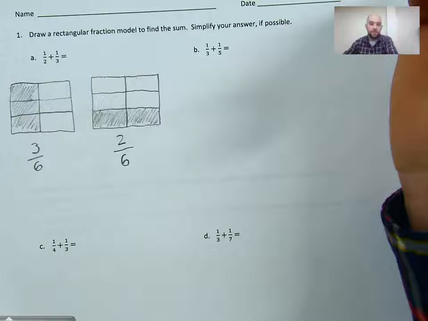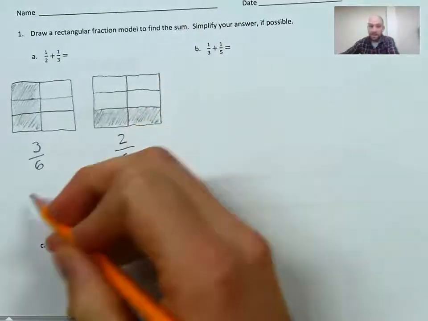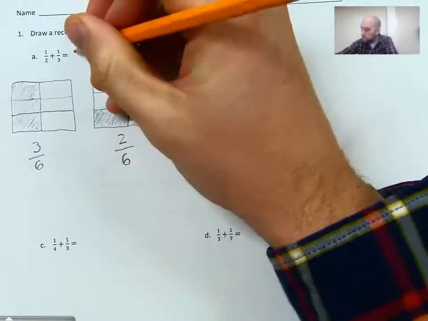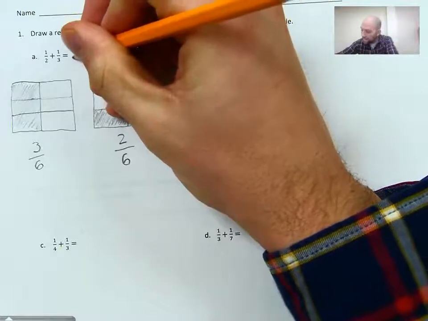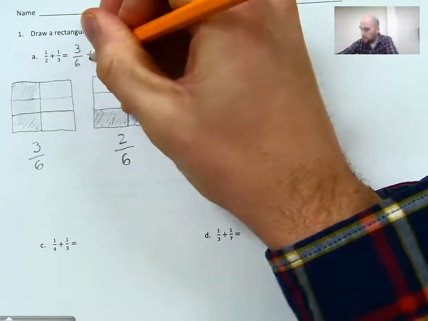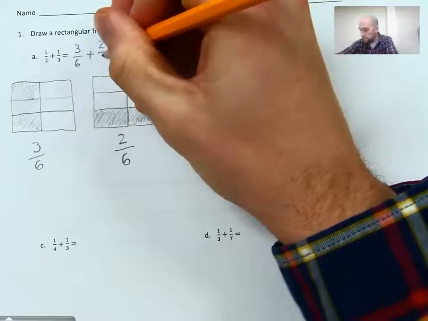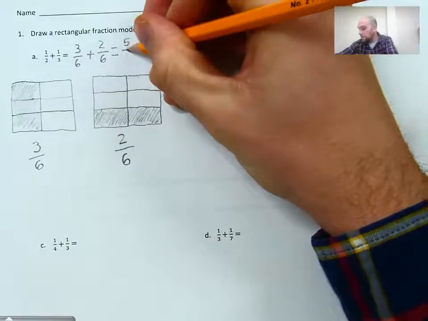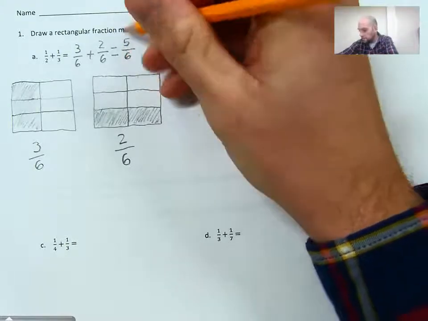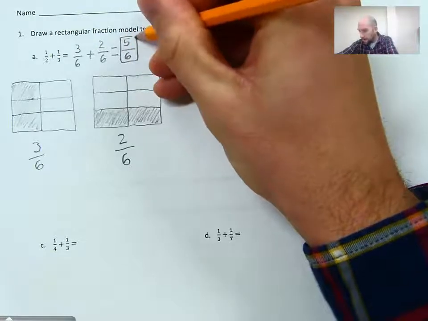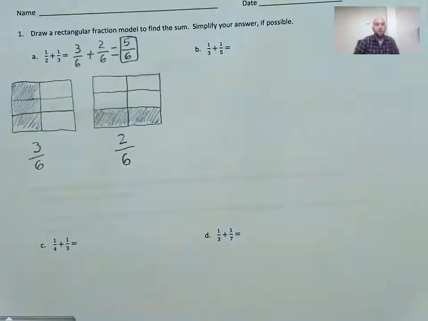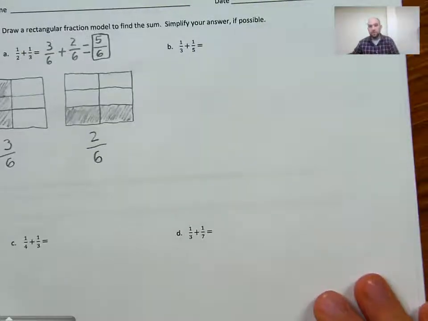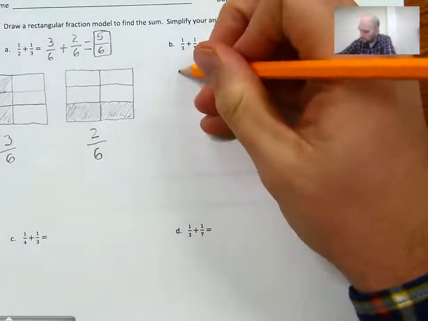Now that we have common denominators, the same denominator in each fraction, I'm going to do 3/6 plus 2/6. Now I can just add my numerators together and I get 5. My denominator is still 6. And I end up with 5/6. So 1/2 plus 1/3 equals 5/6. We're going to do the same thing for letter B. This time I have 1/3 and 1/5.